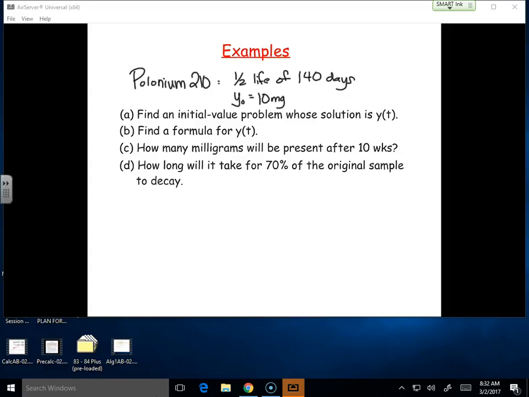Ooh! This got exciting. How long will it take for 70% of the original sample to decay? Now, I'm going to go a little crazy. There are multiple ways of doing this. But question, why does this make sense?